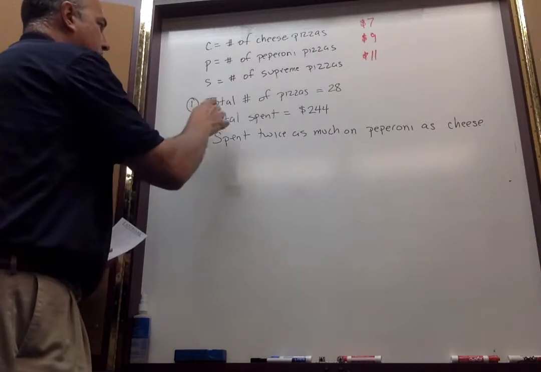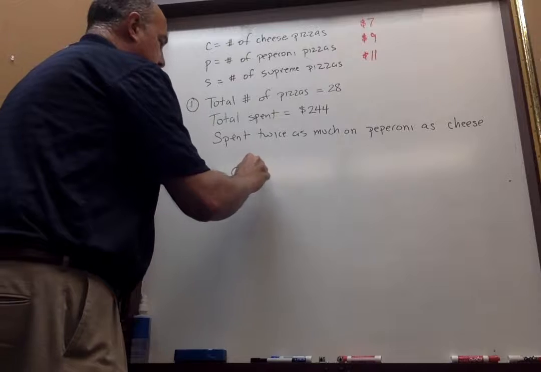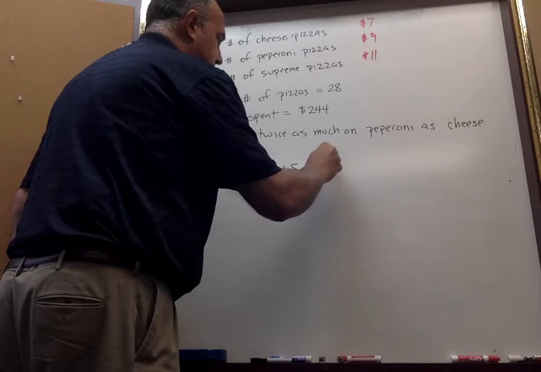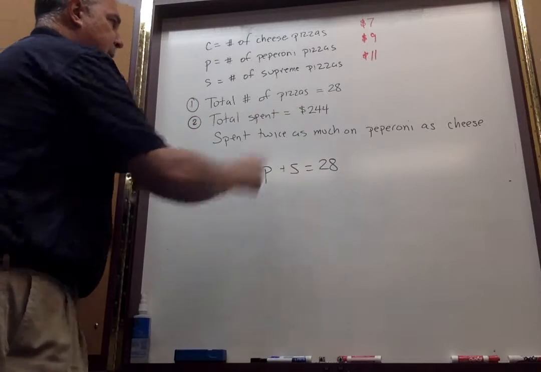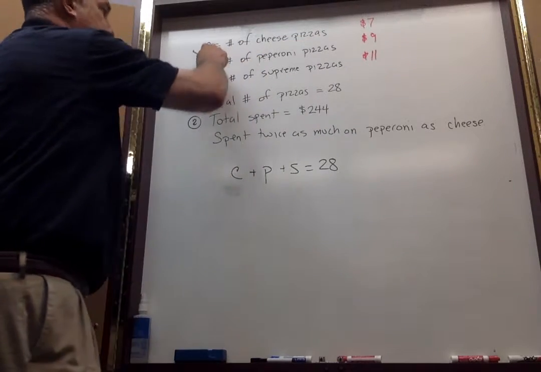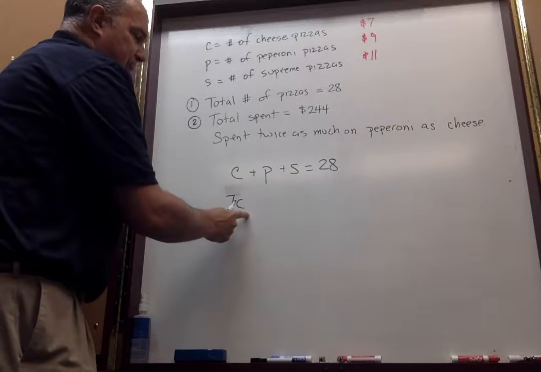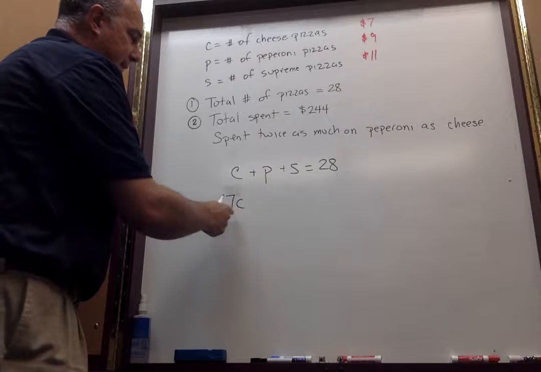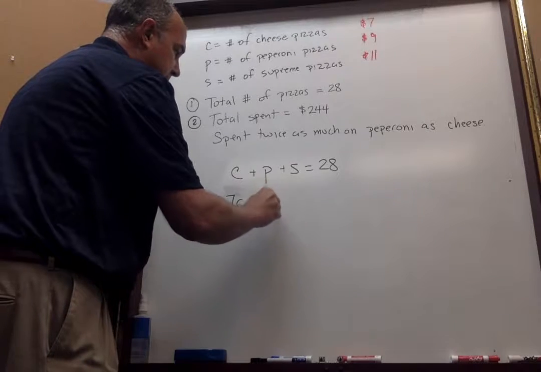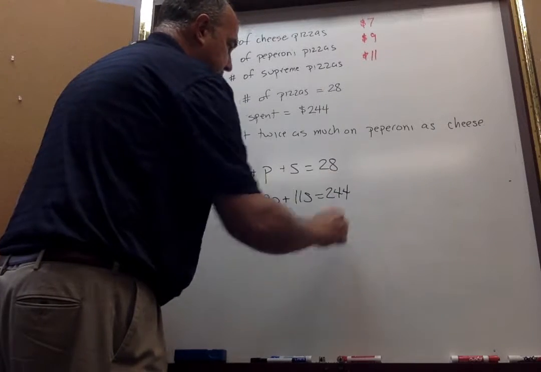So our first equation, the total number of pizzas, is 28. So the total number of cheese plus the total number of pepperoni plus supremes is going to equal 28. Here's our second equation. The total spent is $244. So if our cheese pizzas are $7 and we bought C of them, the total we spent on our cheese pizzas is 7C. If we bought 5 pizzas, that would be 7 times 5. If we bought 2, it would be 7 times 2. So we follow that pattern, 7C plus 9P plus 11S, and that equals 244.